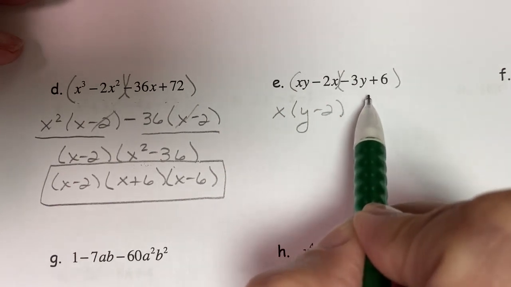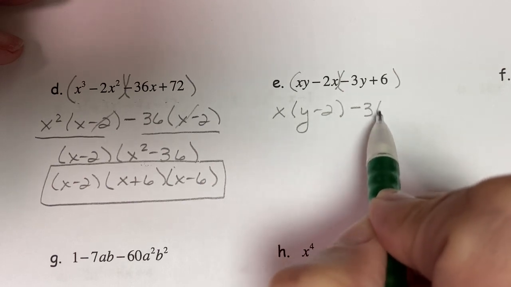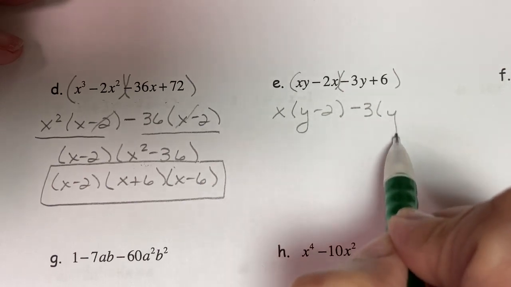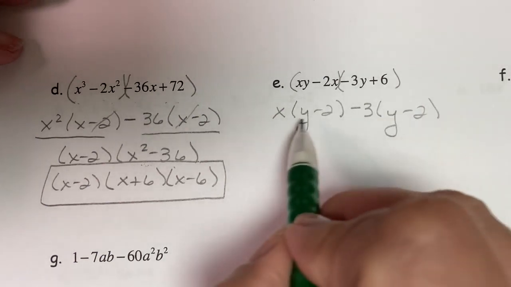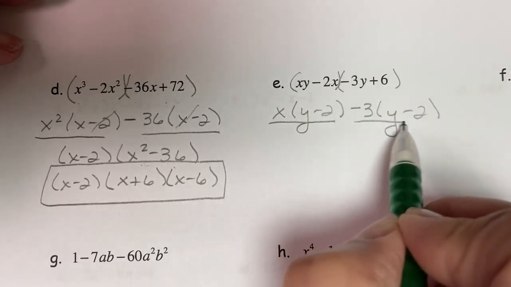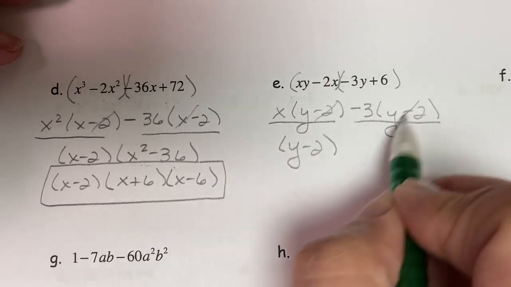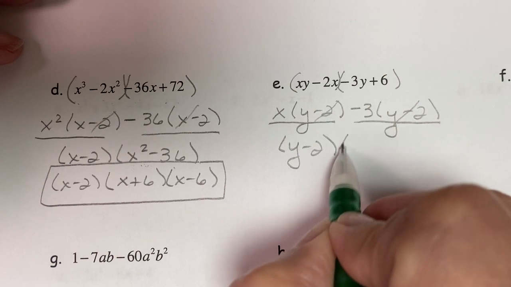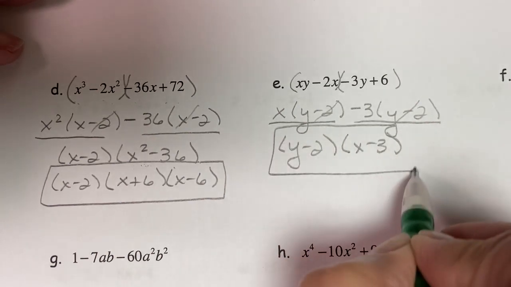What will come out of this group of 2? I'm thinking we're going to take out a negative 3, which would, again, when you divide it back in, leave me with y minus 2. Think of this as 2 big terms. They have a y minus 2 in common. When that is taken out, we are left with an x minus 3.